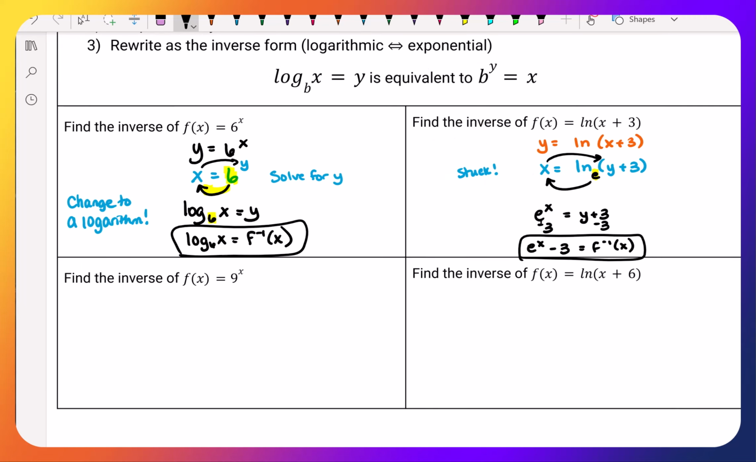Now I understand that that's only 2 examples, but if you feel like you can tackle the last 2, go ahead and do that. If not, just keep playing the video and let's see if you got everything right.